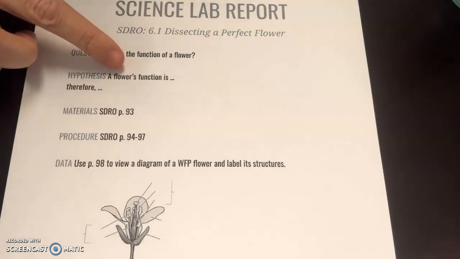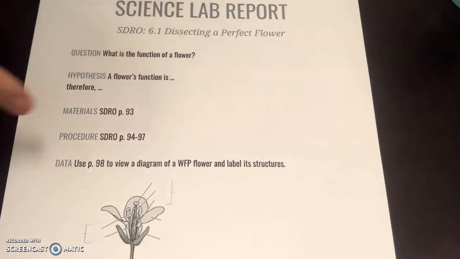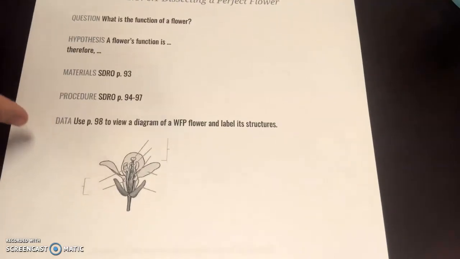So think about what a flower's function or purpose is, and fill in your blanks on your hypothesis. For the materials, we're going to be using page 93 in our book, and for our procedures, we will find those on pages 94 to 97 in the book. Okay, now let's take a look at our data.